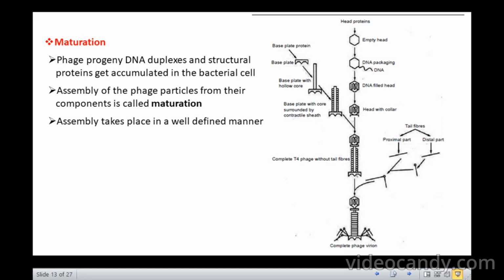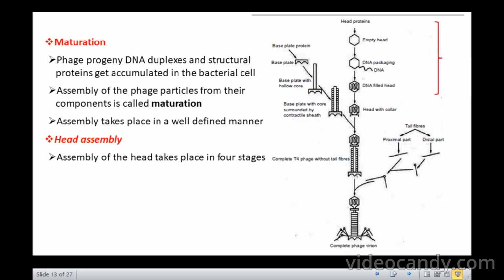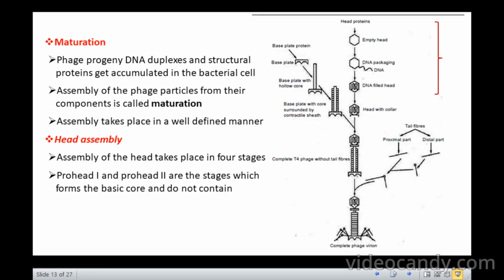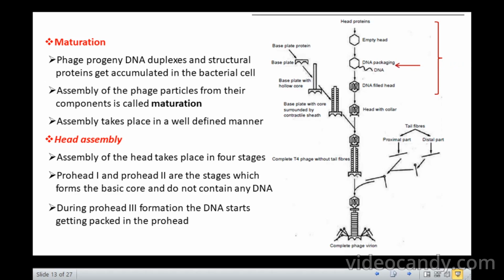The first step in maturation is head assembly. The assembly of the head takes place in 4 stages: prohead 1, prohead 2, prohead 3 and mature head. Prohead 1 and prohead 2 are the stages which form the basic core and do not contain any DNA. During prohead 3 formation, the DNA starts getting packaged in the prohead. The mature head is completely filled with DNA.